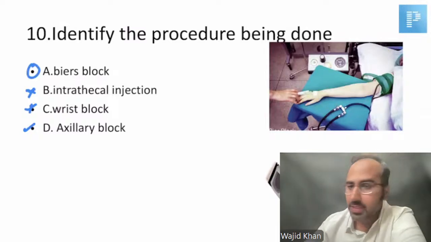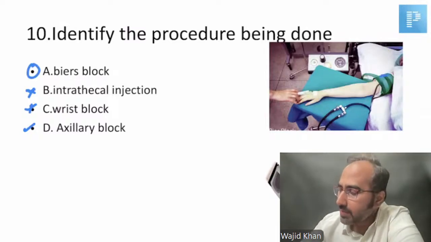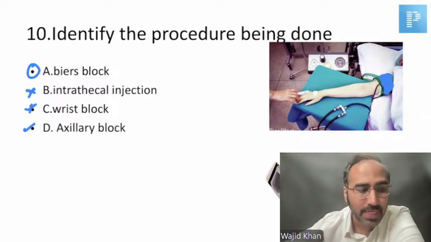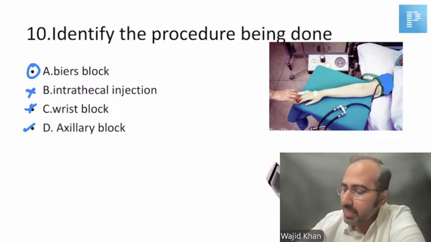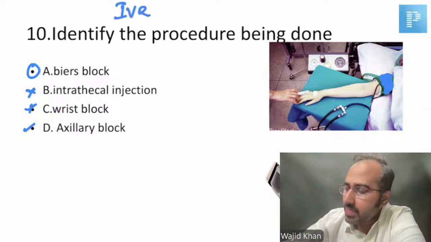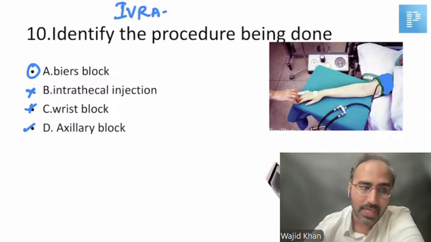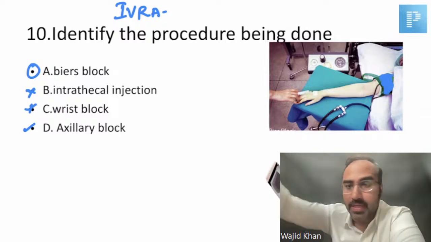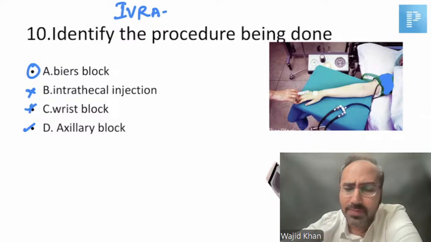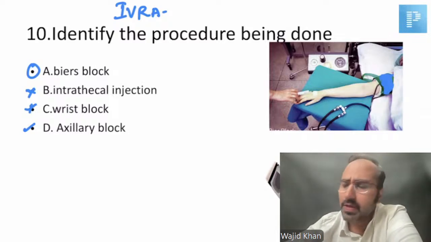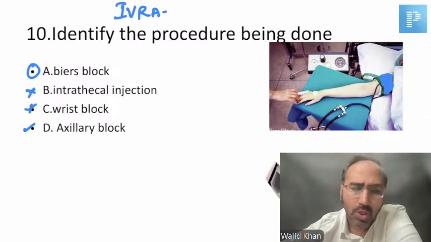How can you say this is a Bier's block? Just look over here. In Bier's block, we apply a tourniquet. Again, in the notes I have explained what Bier's block is. Its other name is IVRA, intravenous regional anesthesia. Basically, for which patients do you go for this procedure? For patients who don't have good compliance towards general anesthesia, or who don't want general anesthesia, for any limb surgeries, upper limb or lower limb.